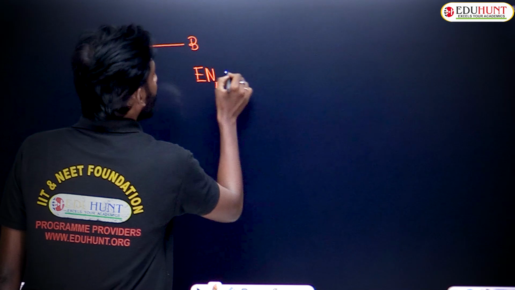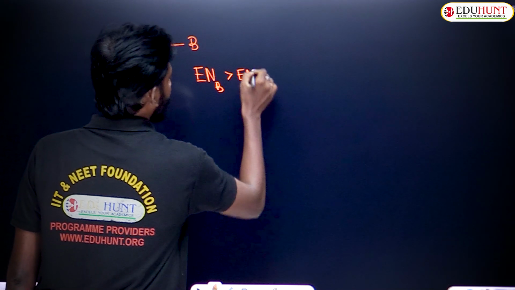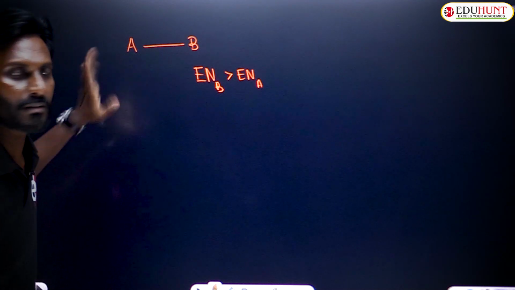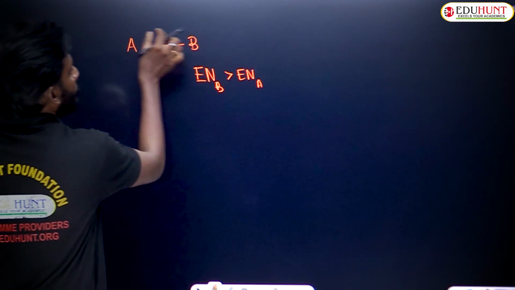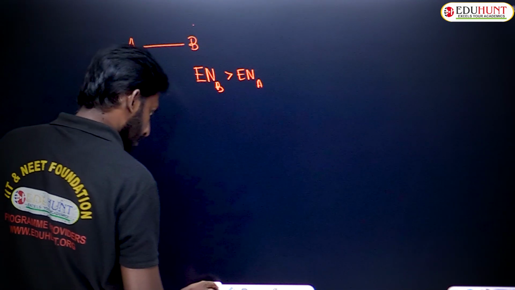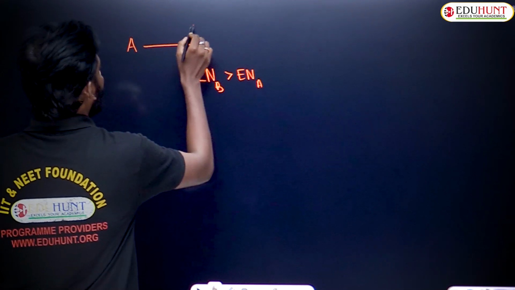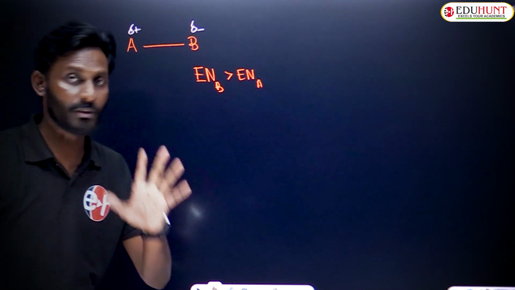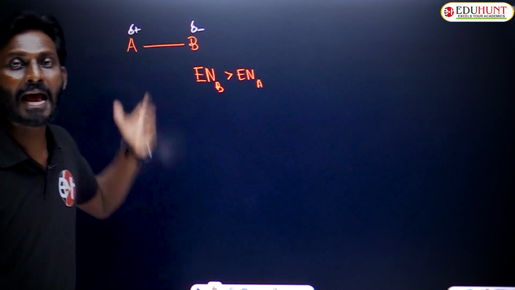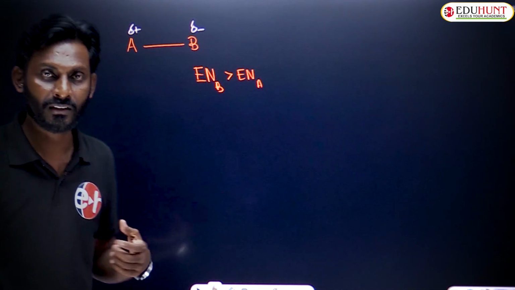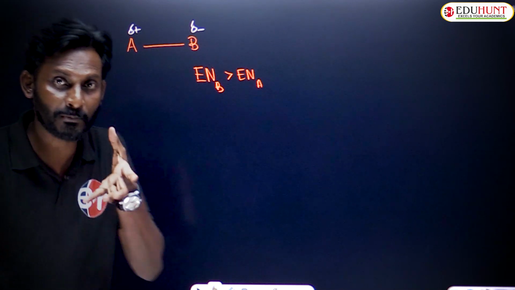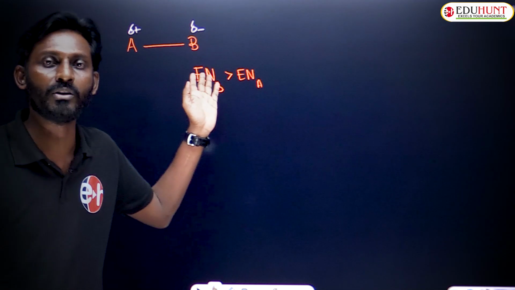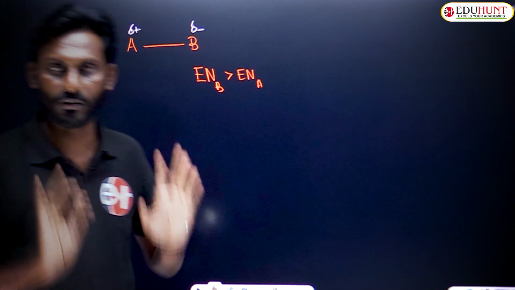Electronegativity of B greater than electronegativity of A. If B is more electronegative than A, this bond is more towards B, so that B acquires a partial negative charge and A a partial positive charge. Now the point is, this molecule has developed a polarity. There is a negative pole and a positive pole. The molecule having polarity means polar molecule, and that bond is a polar bond.